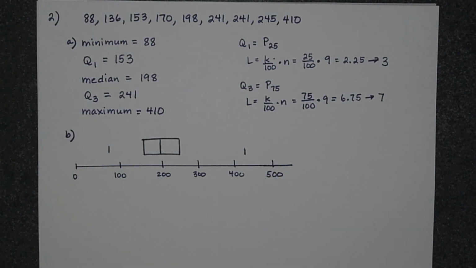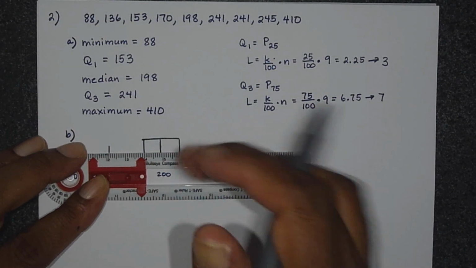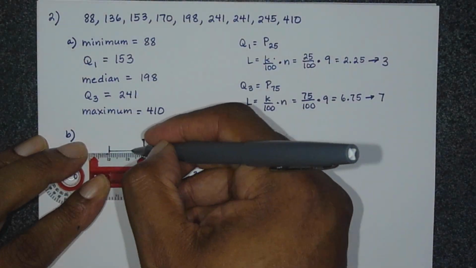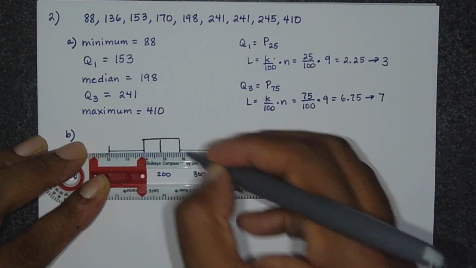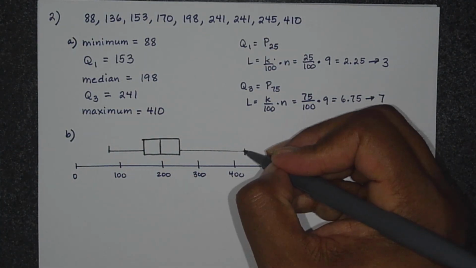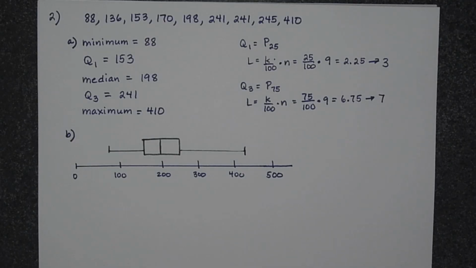And to draw the whiskers, that minimum will be connected to Q1. The maximum will be connected to Q3, like this. So this will be the box and whisker plot, or the box plot, for this data set. Okay. Are there any questions about problem number 2?